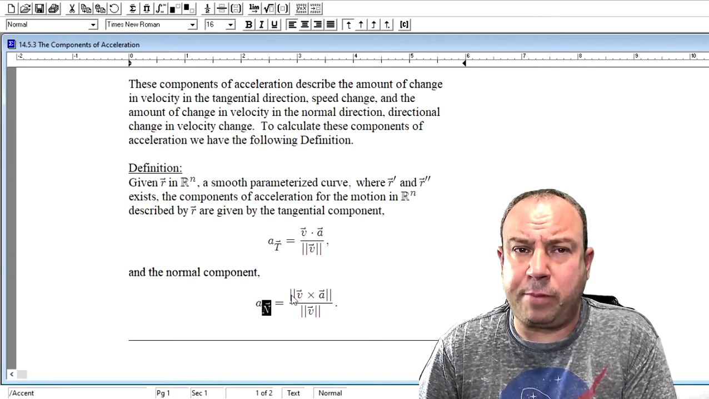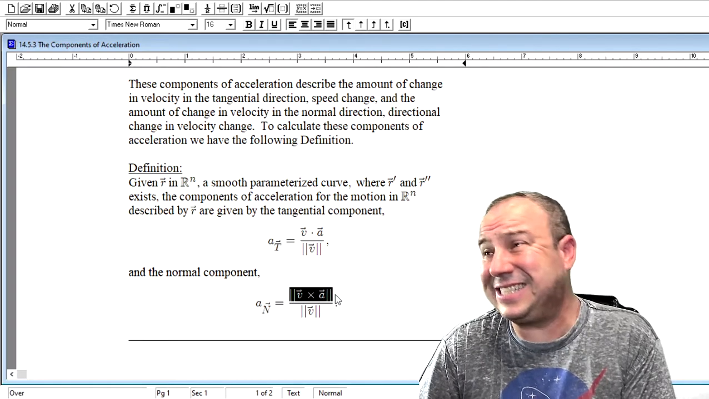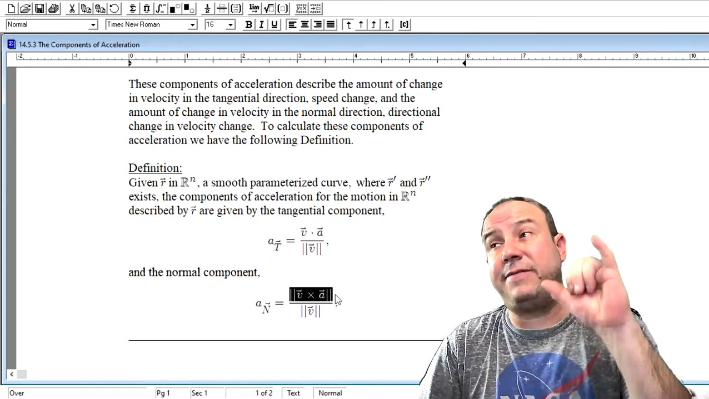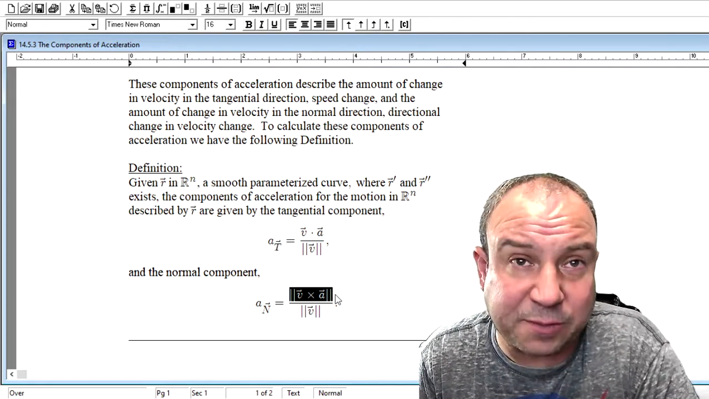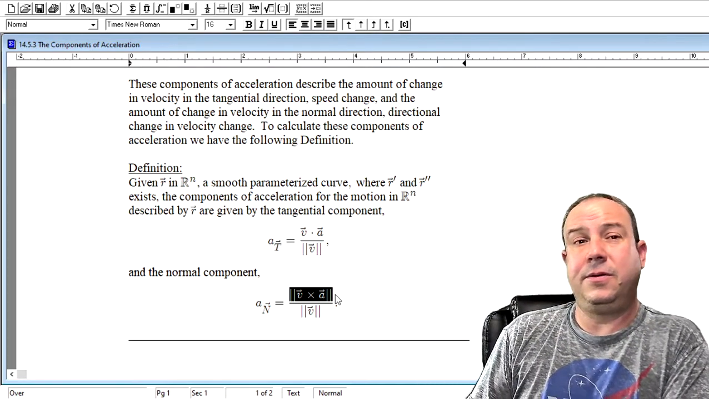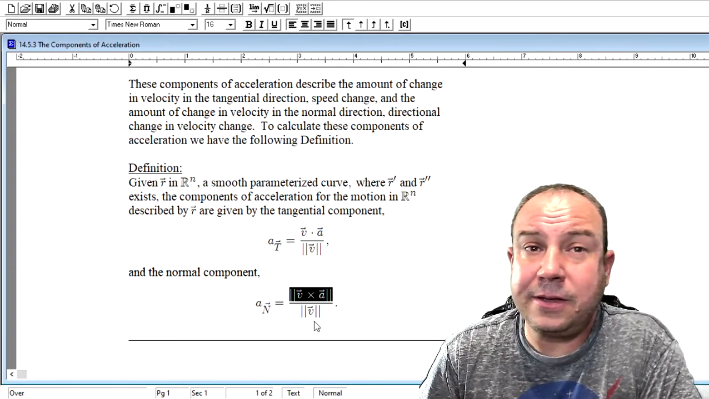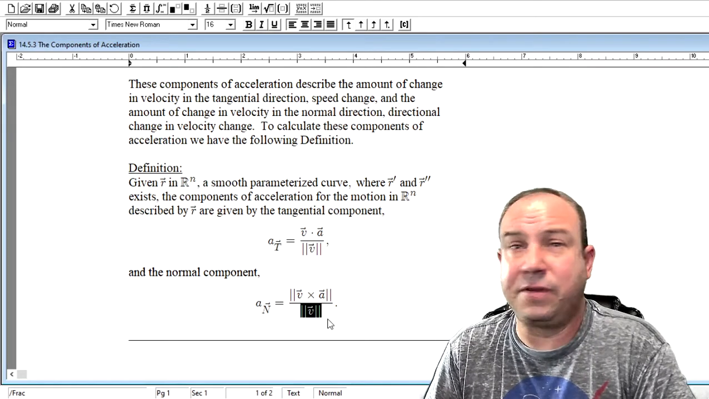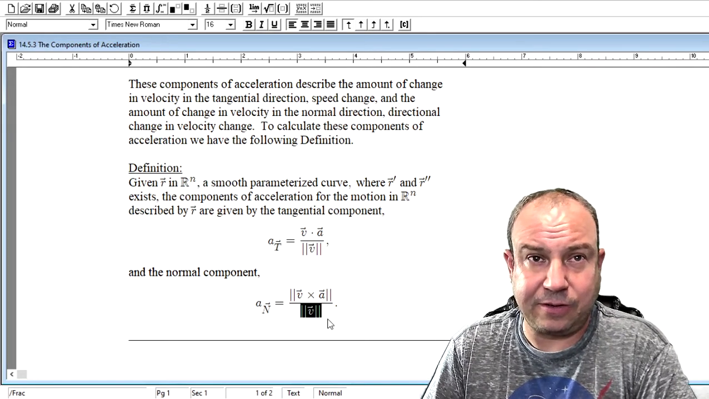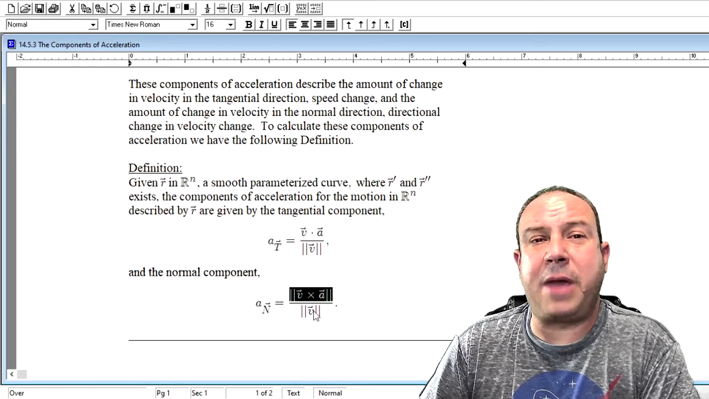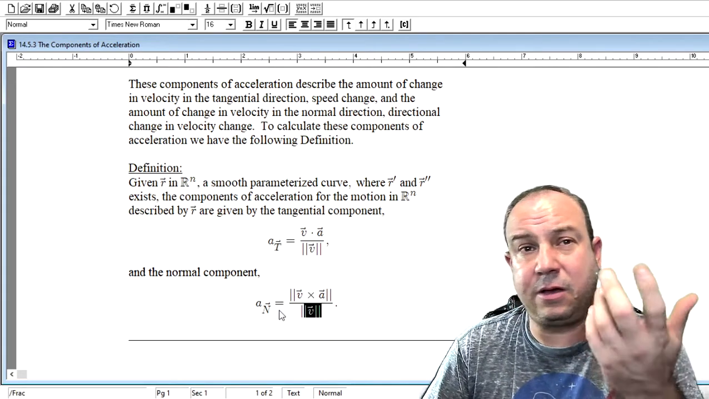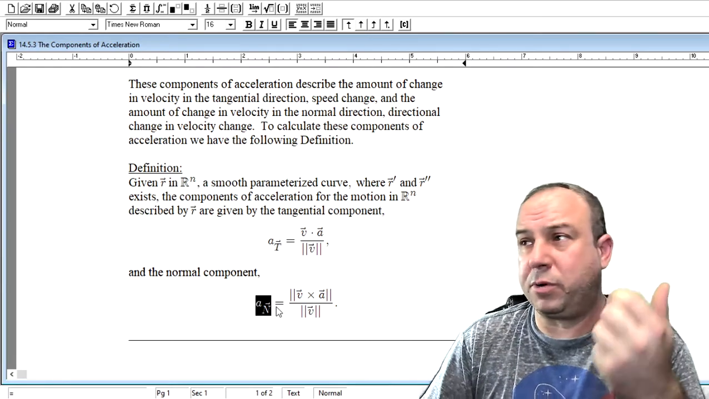For the normal component, it is the scalar value given by the magnitude of the vector found using the cross product of v bar and a, divided by the scalar value given by the magnitude of the velocity vector.